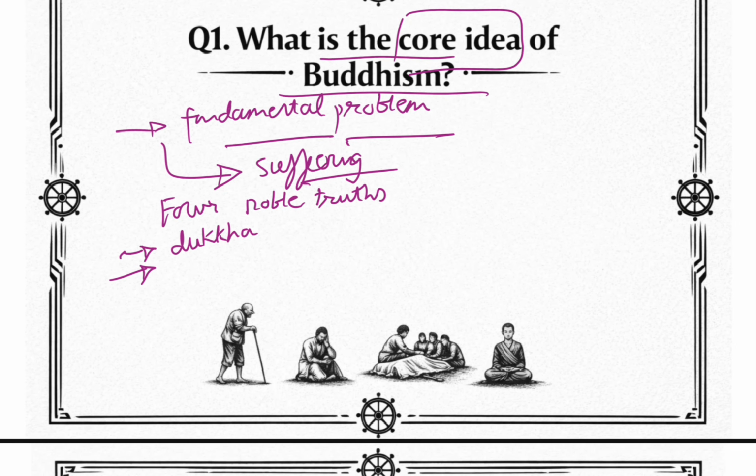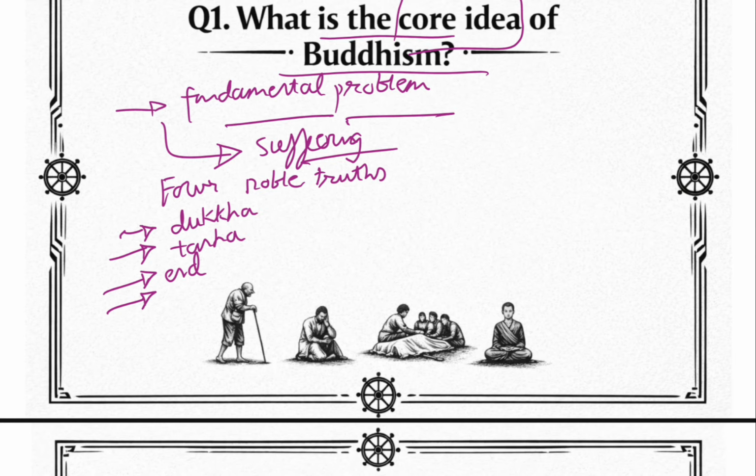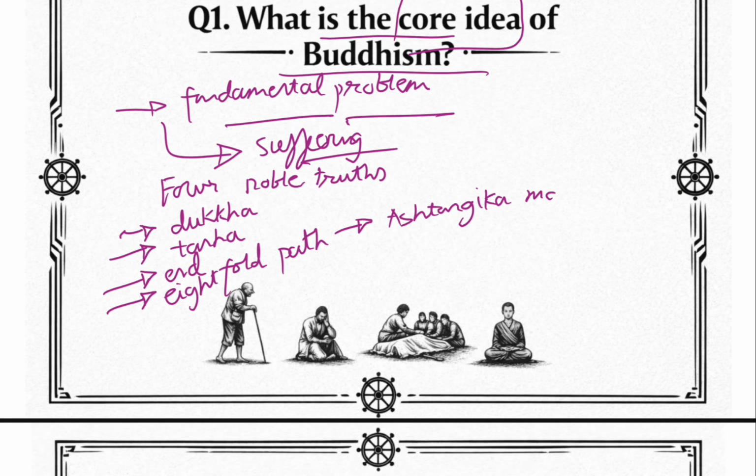Suffering is caused by desire, which is tanha. The suffering can end, which is the cessation of your desire. And this suffering can end through what we call the Eightfold Path, which is the Ashtangika Marg. So Buddhism, in a sense, is not about God or ritual. It is about ending suffering through discipline of mind and conduct.